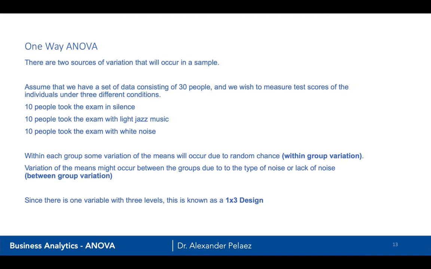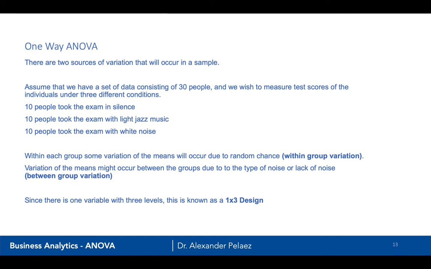Now, there are 2 sources of variation that can occur in a sample. Let's assume that we have 3 groups, and each group has 10 people, and we're measuring the test scores of individuals under 3 different conditions. We have 10 folks who took an exam in silence, we have 10 folks who took an exam with light jazz music, and we have 10 folks who took an exam with white noise. Within each group, there's going to be some variation that's due to random chance. Then we're going to have some variation that occurs between the groups due to some type of noise or the lack of noise that we've put into this, let's call it an experiment.